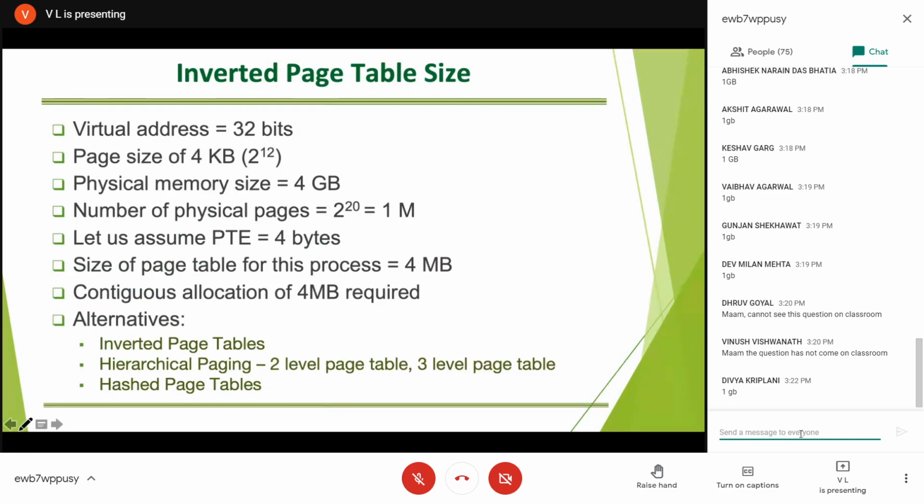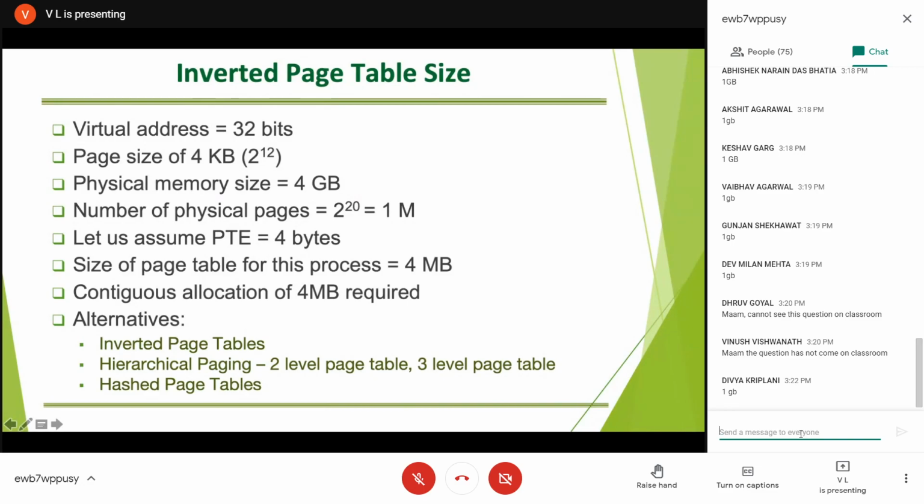So this is now the calculation of inverted page table size. Let's say the virtual address is 32-bit and the page size is again 4 kilobyte. I'm using the same question, but here I'm also giving the physical memory size because now I need to find out the number of physical pages. So page size is 4 kilobyte and physical memory is 4 gigabyte. So 4 gigabyte divided by 4 kilobyte will be the number of physical pages. That is gigabyte divided by kilobyte.